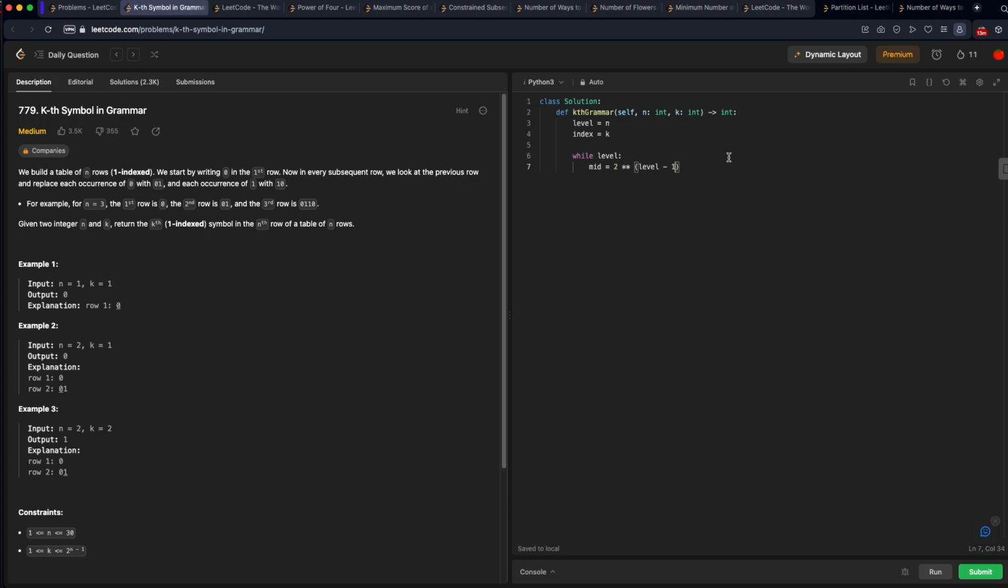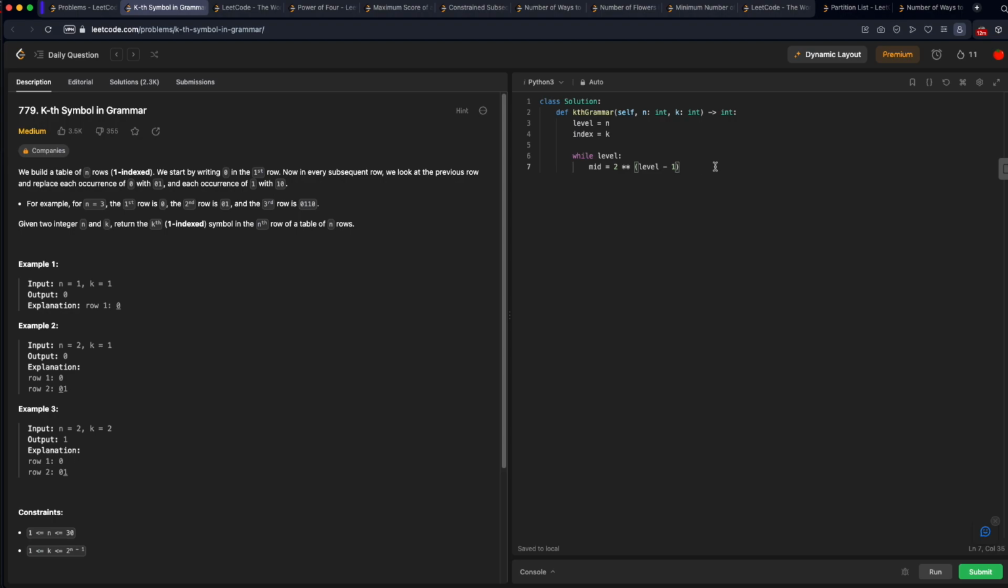Now, in order to find the midway point, we actually want to do 2 to the level divided by 2. So if this is level 30 and we wanted to find the midpoint at level 30, that would be 2 to the 30 divided by 2, which is really just 2 to the 29th. So I can just say 2 to the level minus 1, and that will give me the midpoint at this level.